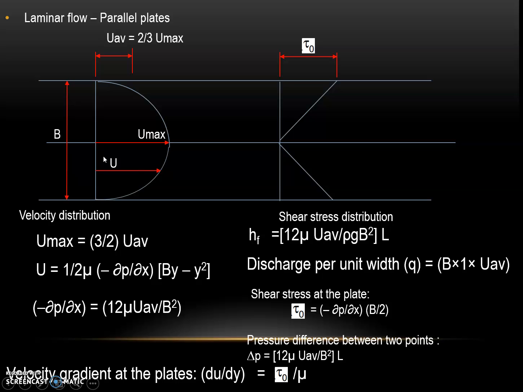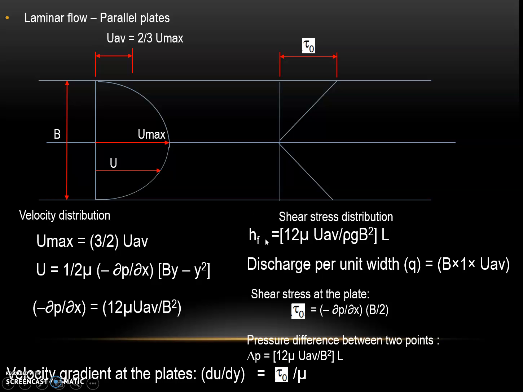And velocity at any distance y from the plate can be found using the formula 1 divided by 2 mu into minus dou p by dou x into (B y minus y square), where dou p by dou x is the change in pressure with respect to x, and minus dou p by dou x is found using the formula 12 mu u average divided by b square.